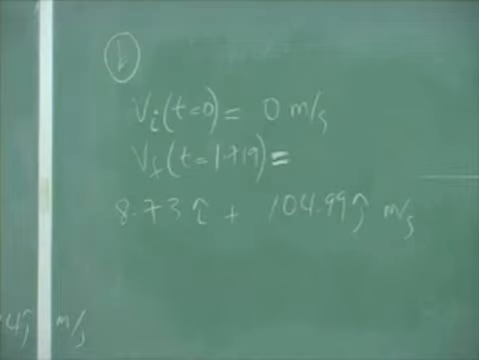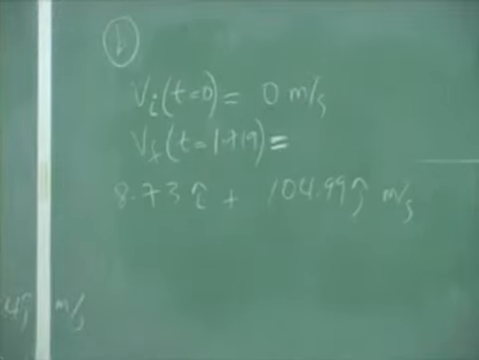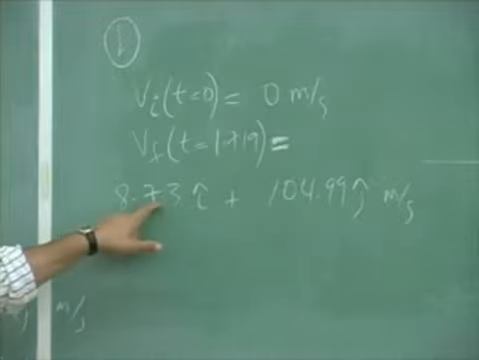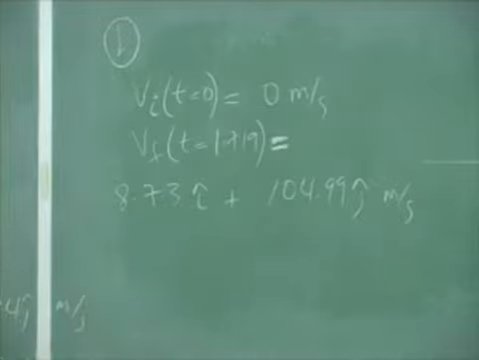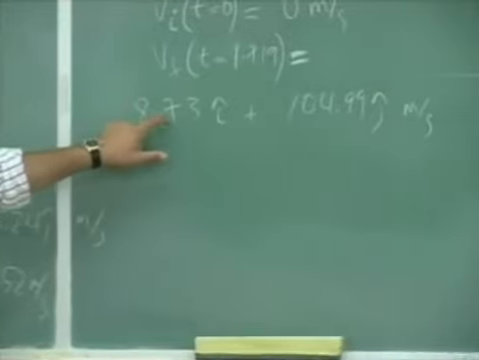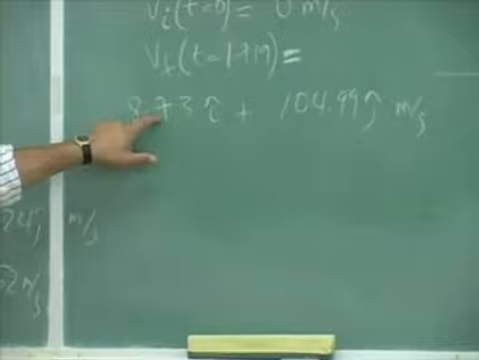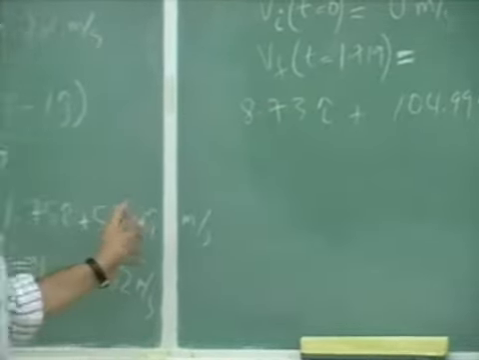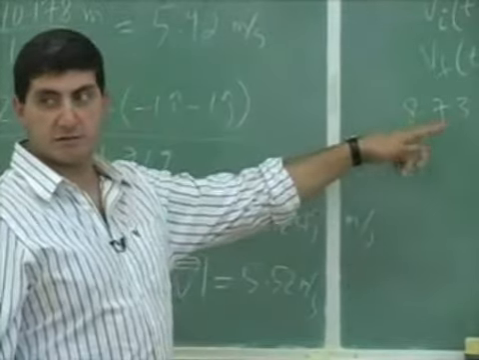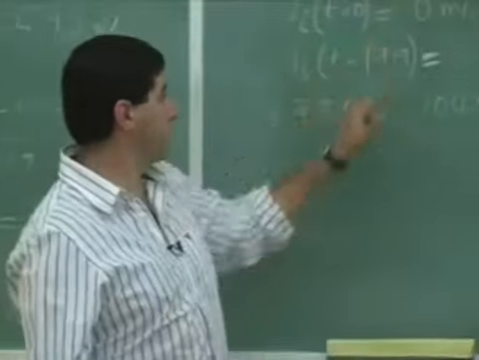Another quick thing you could do to see if you are wrong or not: if this number was for any reason less than this number, remember the average v here, 1.75. If that number was less than 1.75, you're wrong. One of them is wrong. The average can't be greater than the final. The average has to be between the initial and the final.